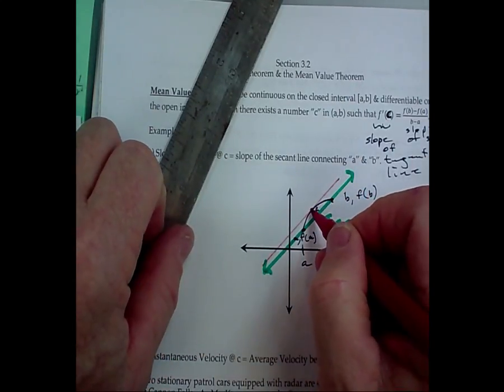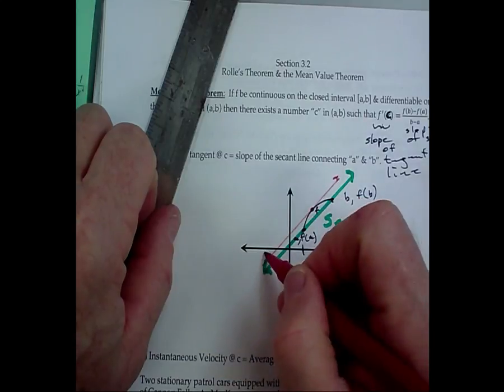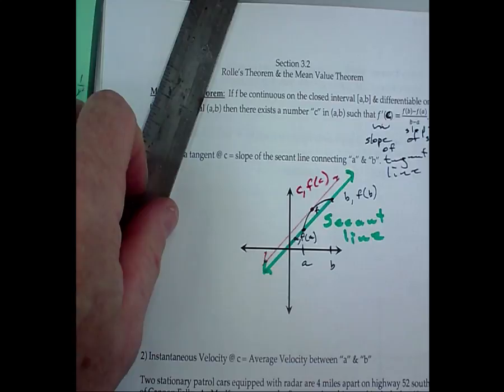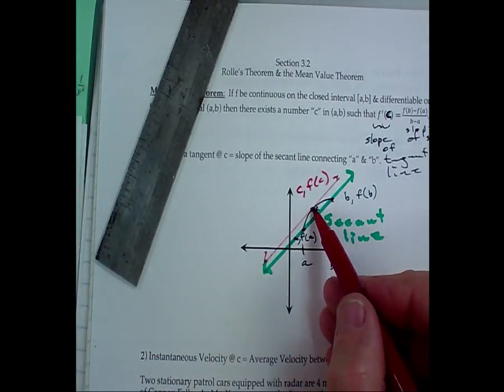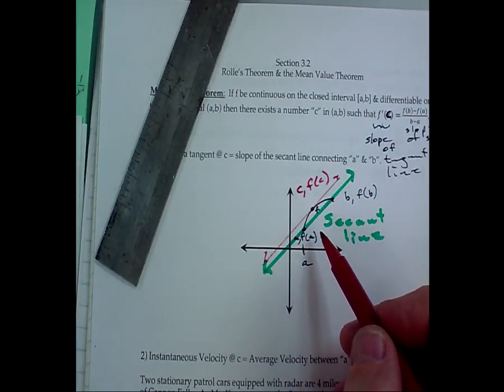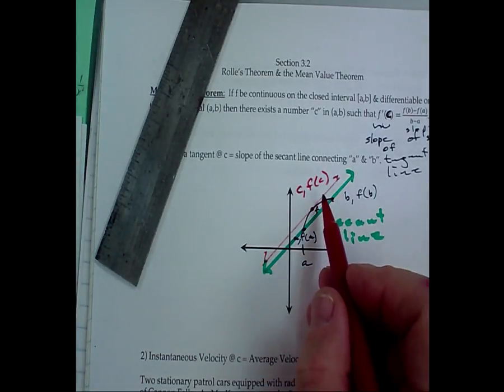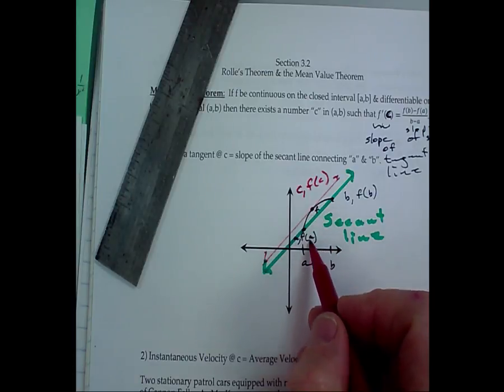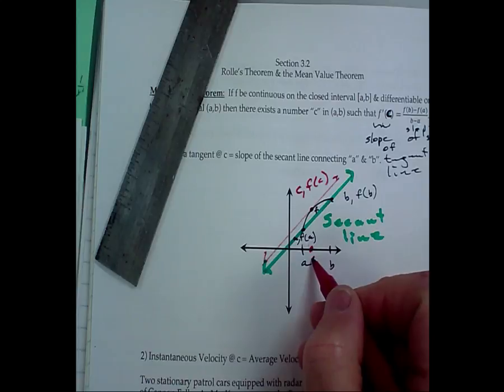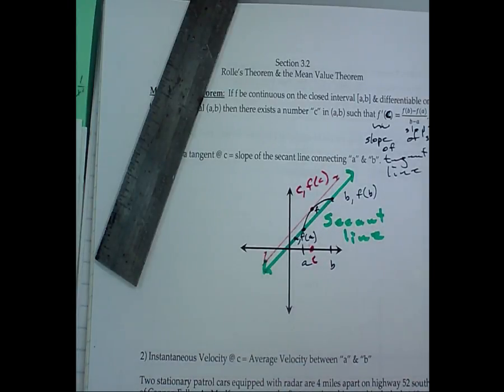And right here, what is this point right here? It's C comma F of C. And it has the same slope as the green line. The red line and the green line have the same slantiness, don't they? And if I go straight down, right to here, what's my x value? C. And is C between A and B? It has to be.